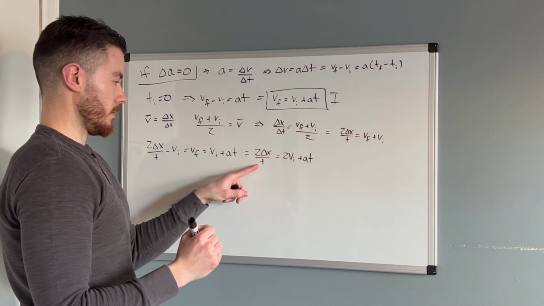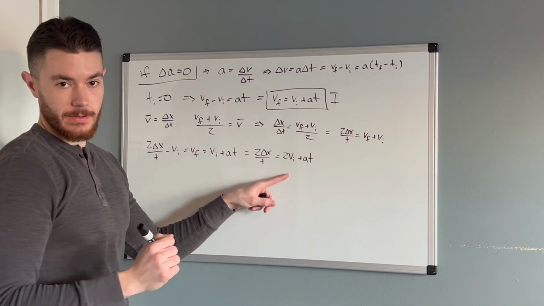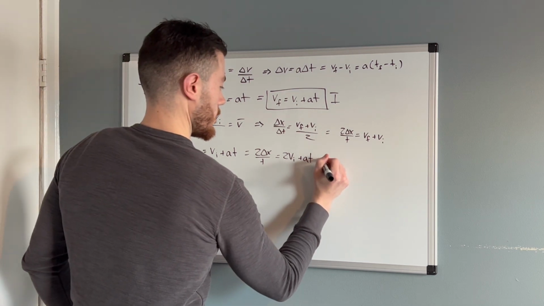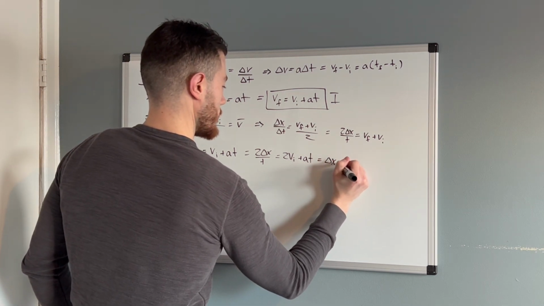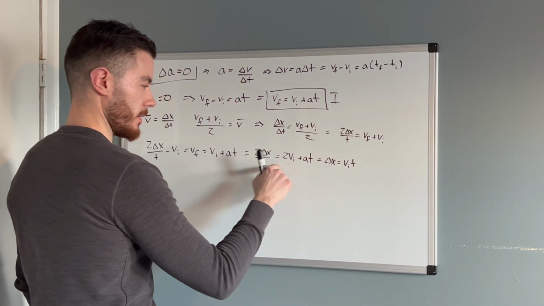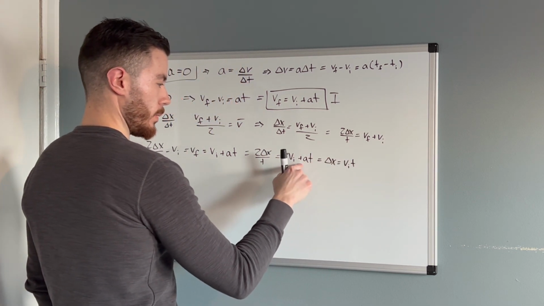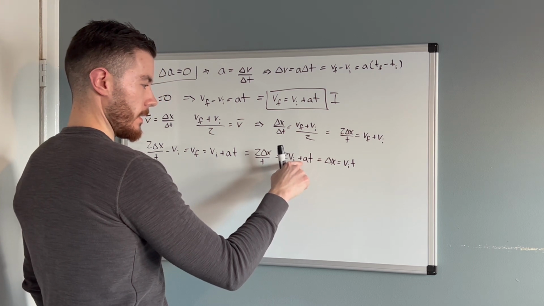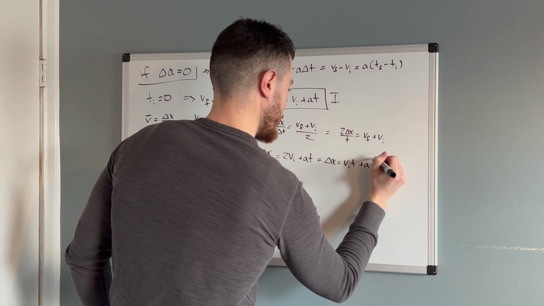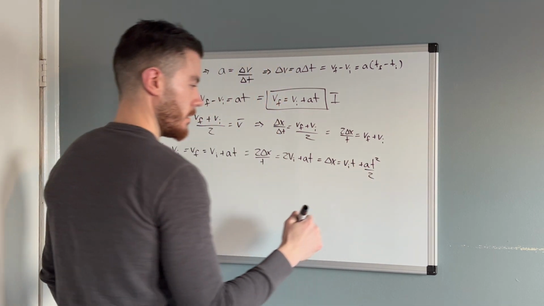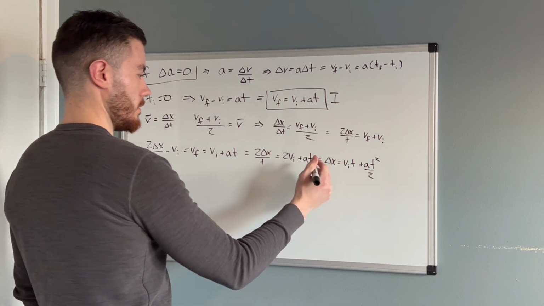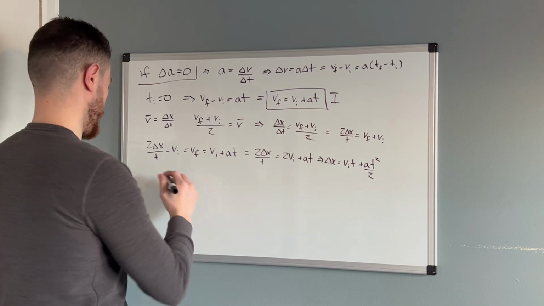Let us multiply the t on both sides and divide by 2 on both sides. Delta x is equal to vit divided by 2 times t, plus at squared over 2. Let's expand this delta x.